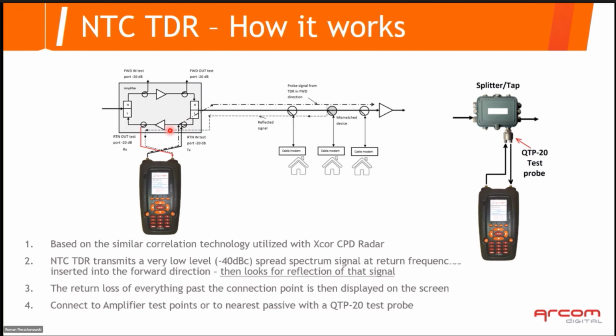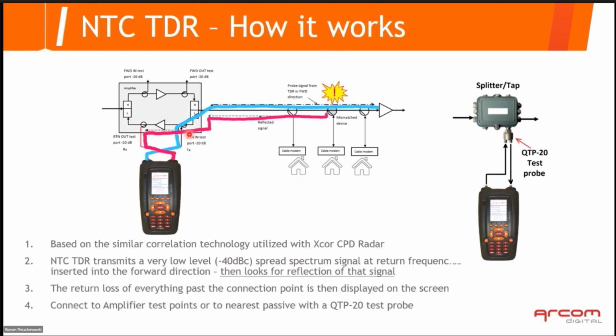Directionality of this port is not very often available on the amplifiers, but some of them do have this directionality, so please check. Don't use the forward test ports for this because they are not suitable, they are the other direction. It will send the signal. If the impairment is here, it will reflect the signal and it will be displayed on the screen as a result.